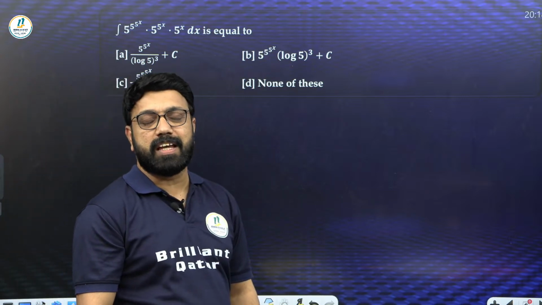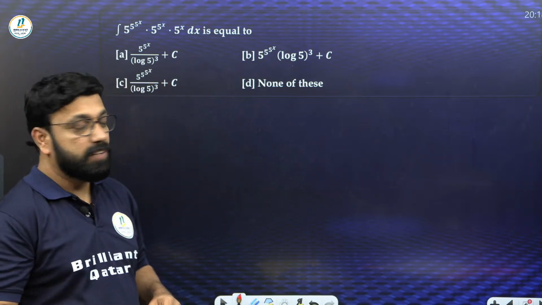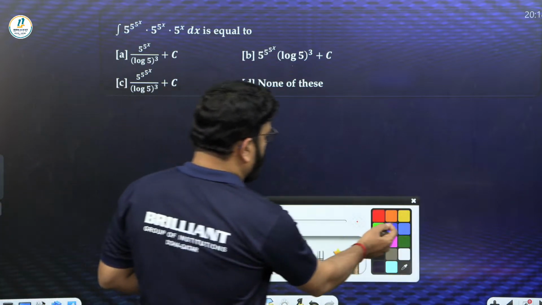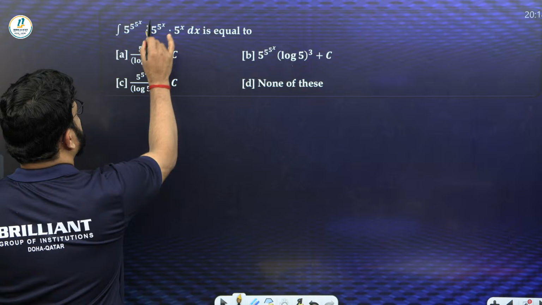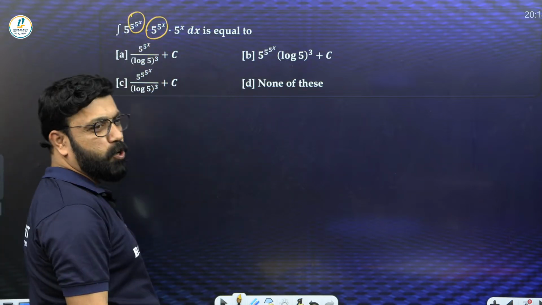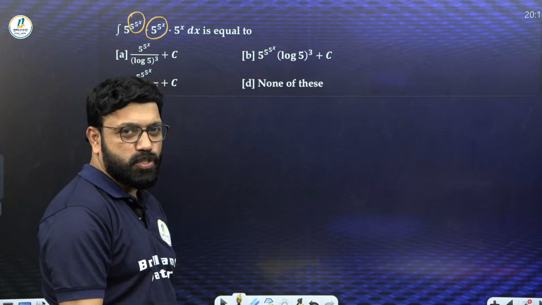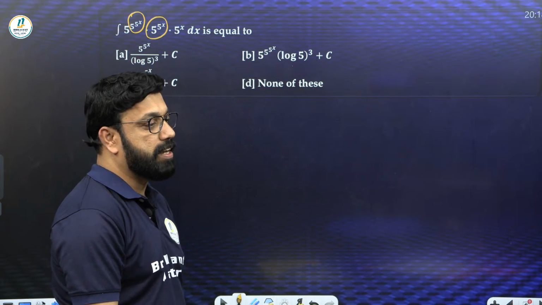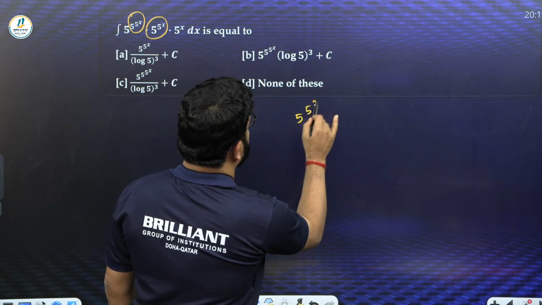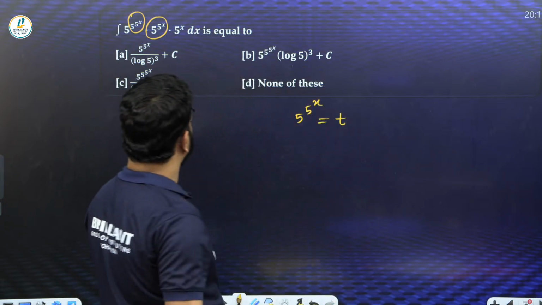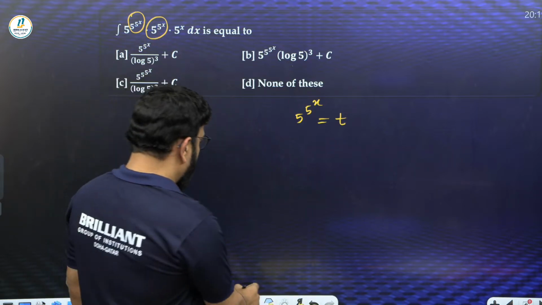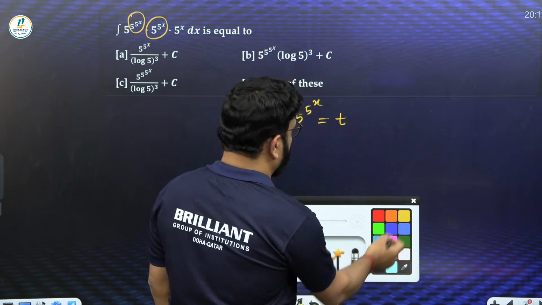What we are going to do? Again we are going to do the substitution method. Where we want to substitute, that's important. How can we substitute here? Here 5 raised to 5 raised to x is there, the same as here. So very clearly I hope you understood where we are going to give the substitution. Let t be 5 raised to 5 raised to x, that middle term I took as t. Then what's the derivative of 5 raised to 5 raised to x?